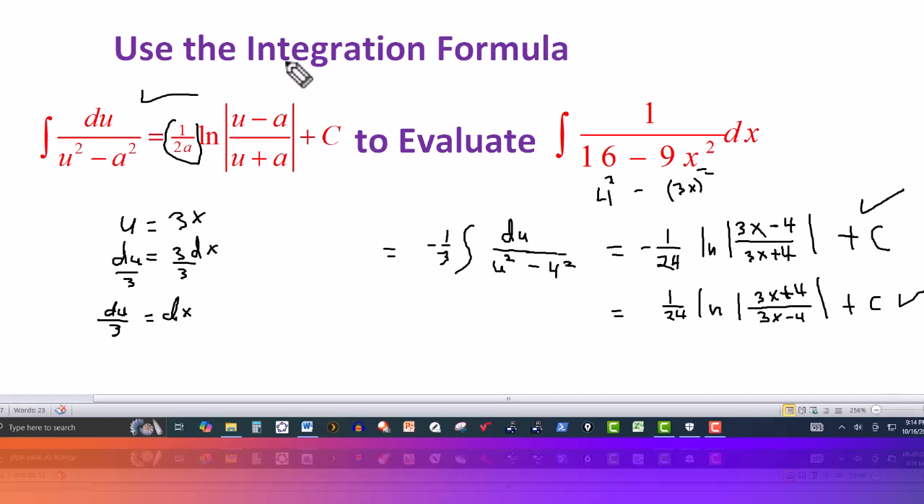So here we were told to use this formula to evaluate the integral. But you can also use partial fractions. So I'm just going to, this is the end of the video, so if you don't want to watch from here on, that's fine. But I'm just going to show you, or set it up, using partial fractions.